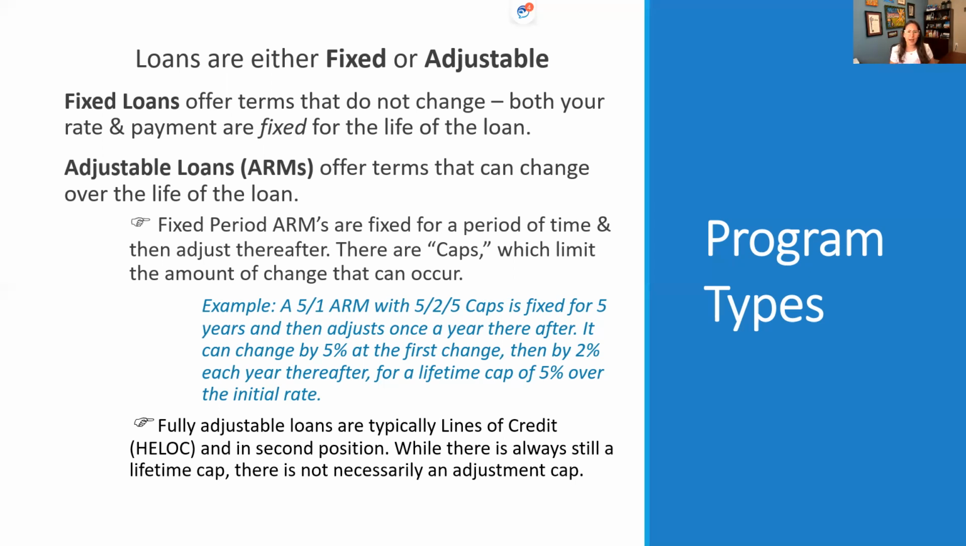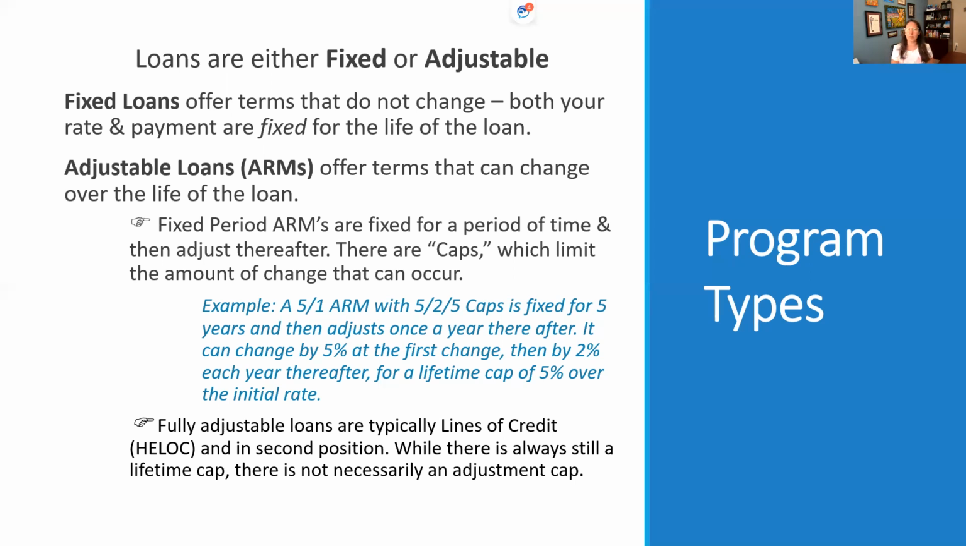So a 5/2/5 cap means that it's fixed for 5 years and then it can adjust once a year thereafter, but it can change 5% in that first adjustment period. It can change 2% thereafter, but only 5% for the life of the loan. So let's make the math easy.